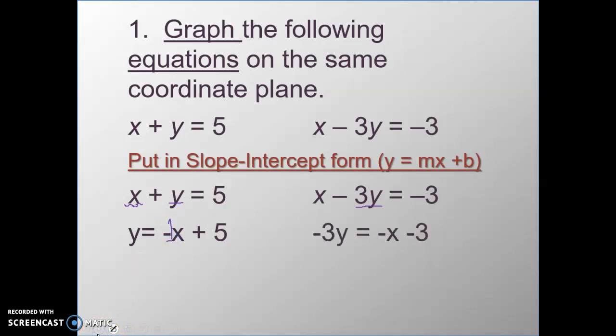Over here, subtracting the x gives us negative 3y equals negative x minus 3. We still don't have that y by itself, so we need to divide by negative 3 to get the y by itself. And when we do that, we get y equals positive 1/3 x plus 1. And the reason we get positive 1/3 and positive 1 is because when you divide negative 1x by negative 3, you get positive 1/3. And negative 3 divided by negative 3 is positive 1. So we now have both of our equations in y equals mx plus b.